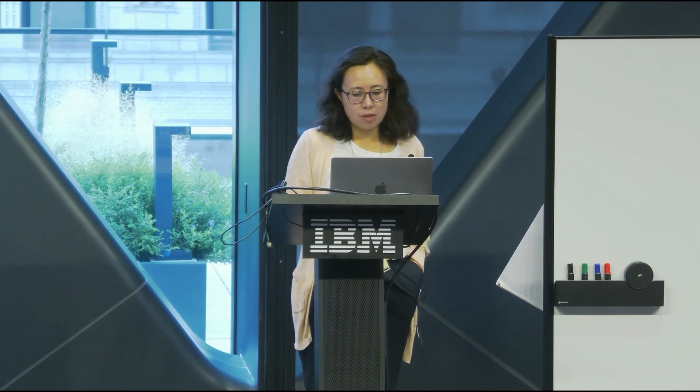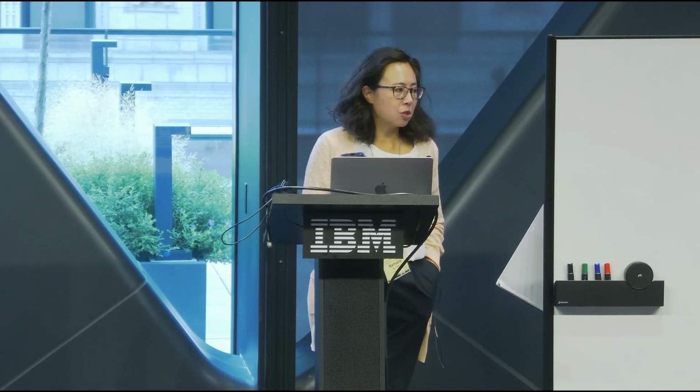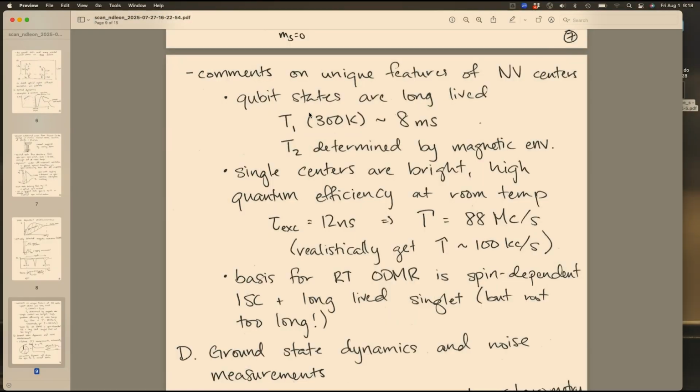Our T1 is around 10 milliseconds at room temperature. The T2 is just determined by the magnetic environment. So if you just synthesize a diamond and you just use whatever precursors you have lying around, then what you're stuck with is the natural abundance of nuclear spin-containing isotopes of carbon. So carbon is 98.9% carbon-12 and 1.1% carbon-13.